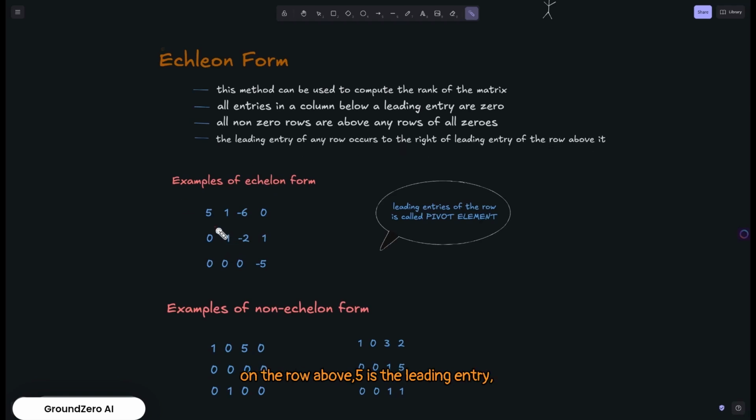So you see on the row above, 5 is the leading entry, right? And it says that the leading entry of the second row will occur to the right of this leading entry. So it clearly says that one will be the leading entry here. But this won't hold for this one, because you see there is no leading entry here for the third row and third column value, right? So these are all three conditions about Echelon form.